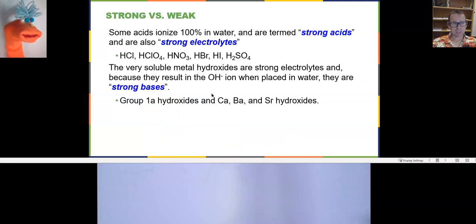Okay, so now we've been introduced to acids and bases. We know that bases are compounds that release the hydroxide ion when dissolved in water. We have our strong acids that we've introduced. We have our strong bases that we can identify using the solubility rules. How do you identify the strong bases again with the solubility rules?